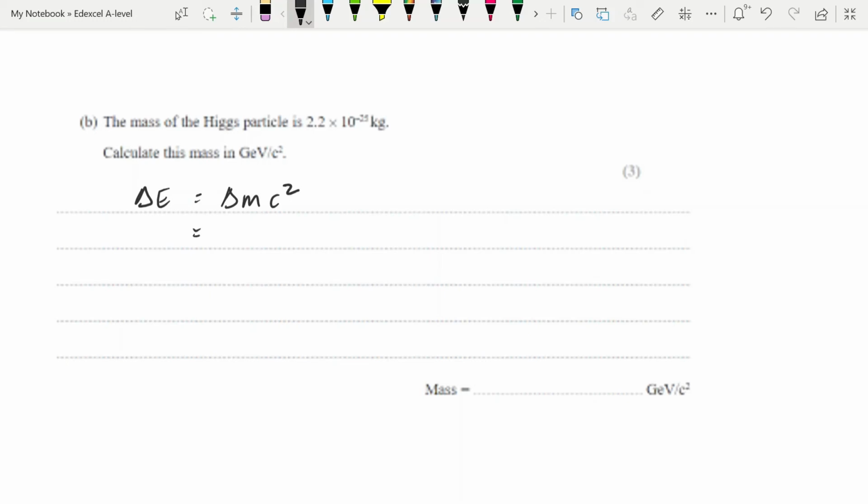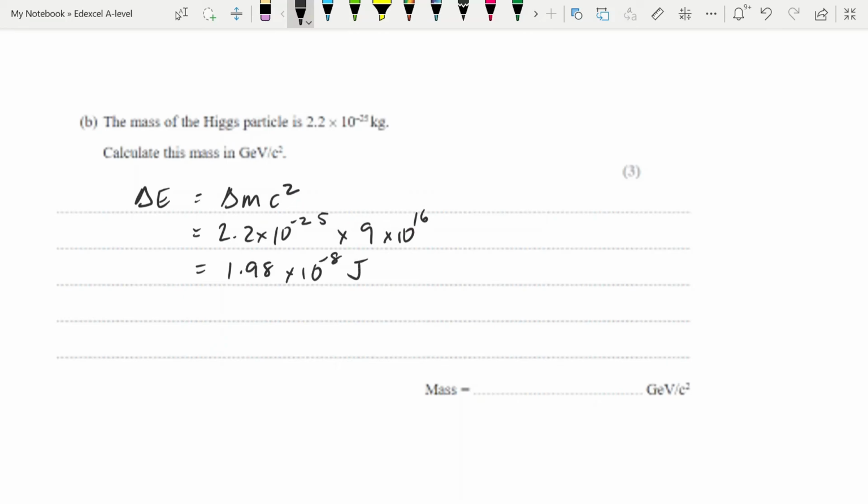Obviously our delta m here is 2.2 times 10 to the minus 25, and our c squared is 9 times 10 to the 16. I rarely write down 3 times 10 to the 8 with a square in it, because what often happens to people is that they write that down and then they forget to square it. So you should always think of c squared as 9 times 10 to the 16. That'll give you an energy of 1.98 times 10 to the minus 8 joules.